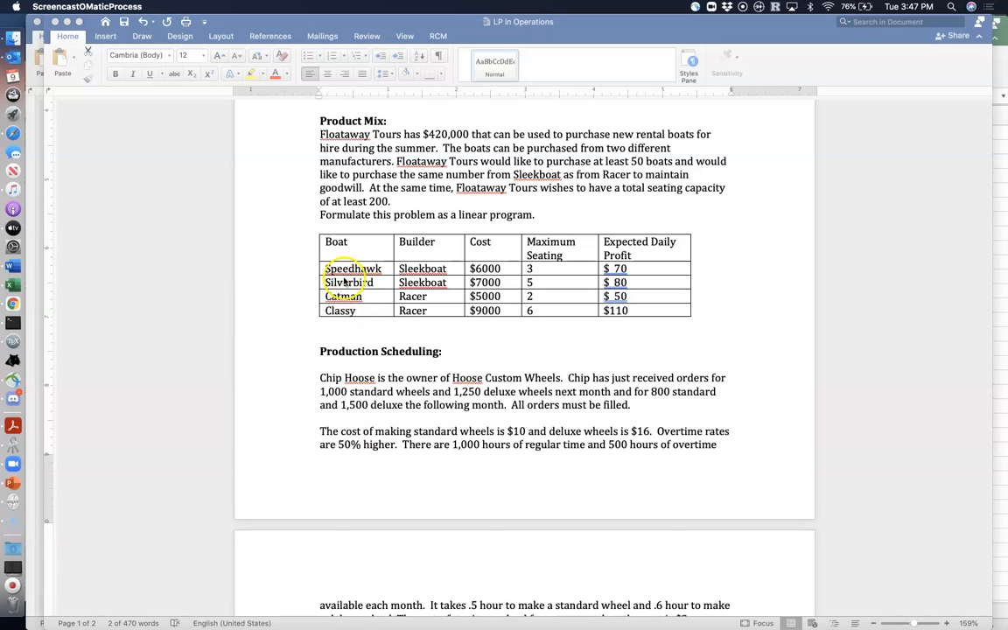This is slightly more involved in the sense that instead of 2 variables, it has 4 variables. Right? So let's quickly talk about this problem.